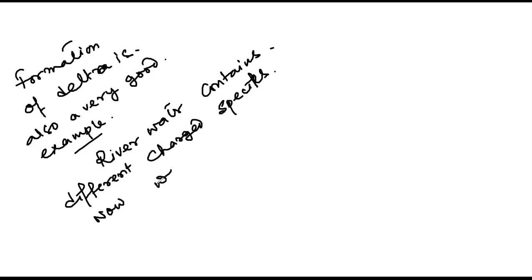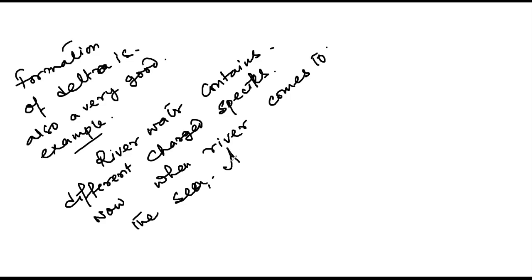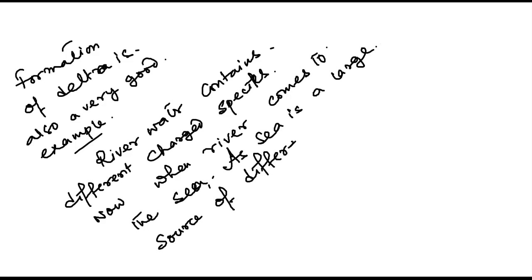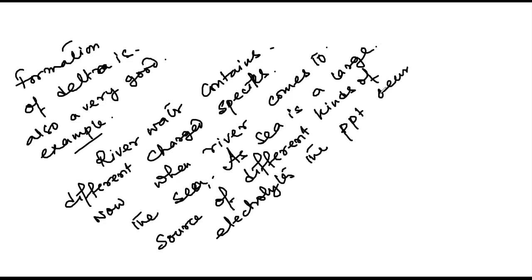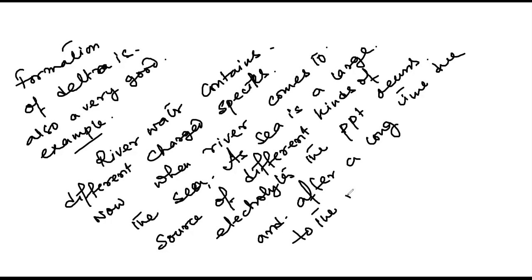Now when the river comes to the sea, as the sea is a large source of different kinds of electrolytes, the precipitation occurs, and after a long time, due to the precipitation, the delta is formed. So this is very important actually, formation of delta.